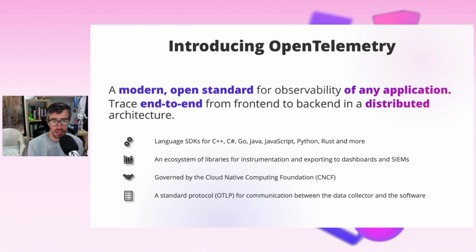So OpenTelemetry is a modern standard. It's for observability of any application. So C++, C Sharp, Go, Java, JavaScript, Python, Rust, as well as things which are baked in. You can trace end to end from the front end to the back end. So this is super important.